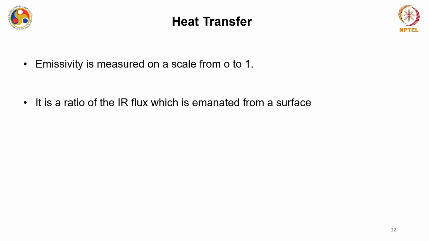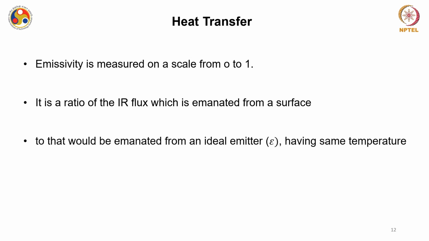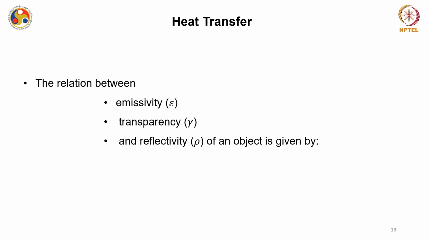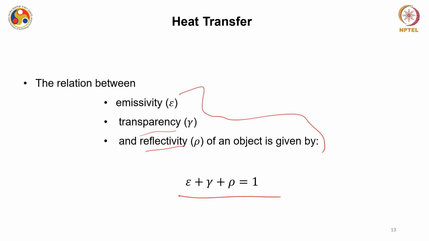Emissivity is a measure of the ratio of the IR flux which emanates from a surface to that which would emanate from an ideal emitter, both at the same temperature, and usually this emissivity varies from 0 to 1. The relationship between the emissivity, transparency and reflectivity of an object is given by this equation: the summation of these three, epsilon, gamma and rho, is equal to 1.